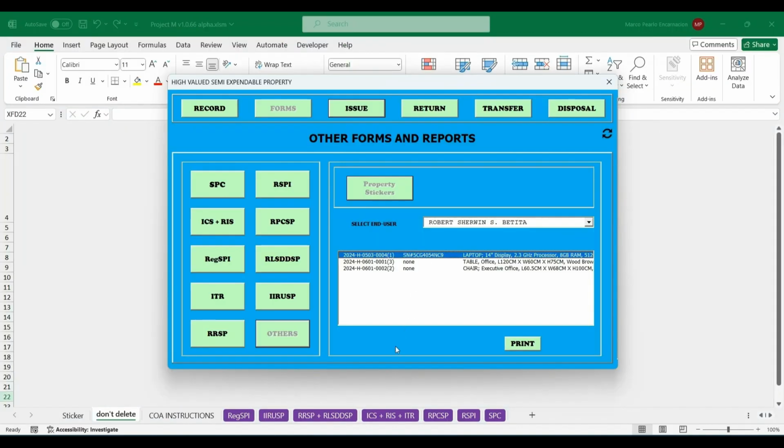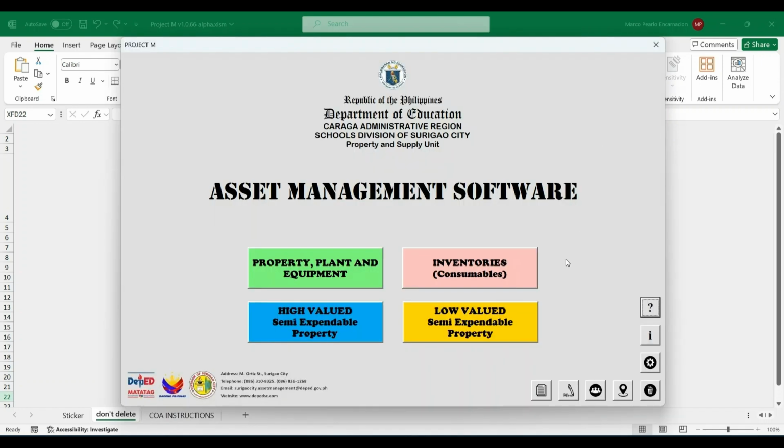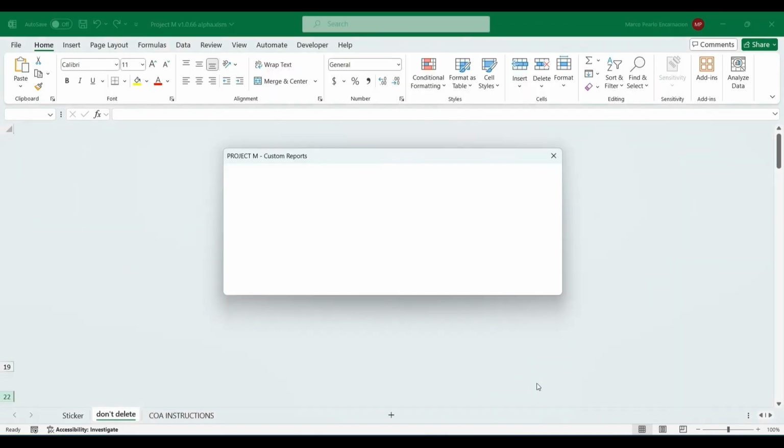There are still forms we have not tackled yet. The ITR, or Inventory Transfer Report, the RRSP, or the Receipt of Returned Semi-expendable Property, the RLSDDSP, or the Report of Lost, Stolen, Damaged, or Destroyed Semi-expendable Property, the IIRUSP, or the Inventory and Inspection Report of Unserviceable Semi-expendable Property. Since we have not created those forms yet, we will be discussing these on future videos. On the next video, we will be discussing customized reports.